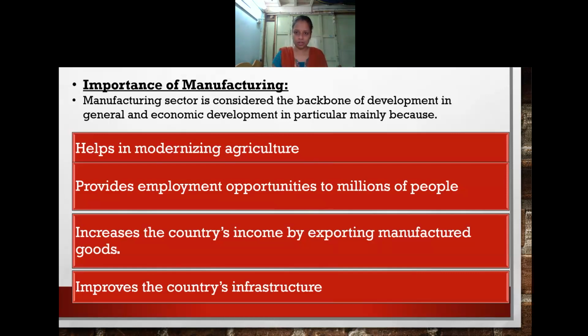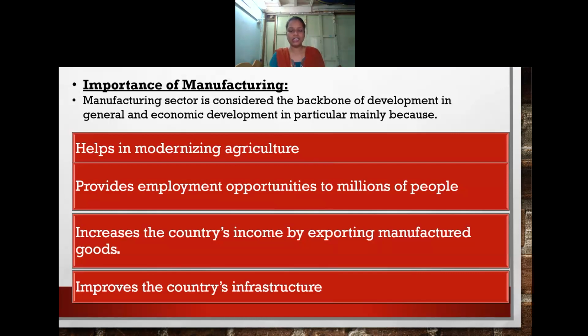they also play a very important role in increasing the national income, as well as improving the country's infrastructure. In what way? The countries that transform raw material into a wide variety of finished goods of higher value are prosperous. India's prosperity lies in diversifying its manufacturing industries as quickly as possible.